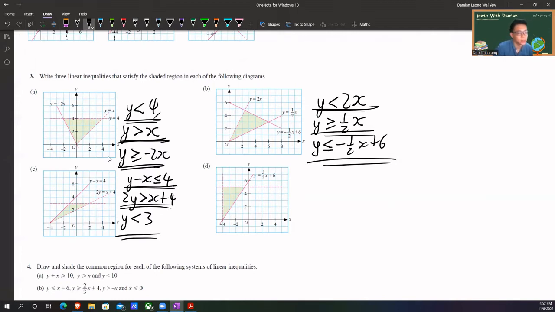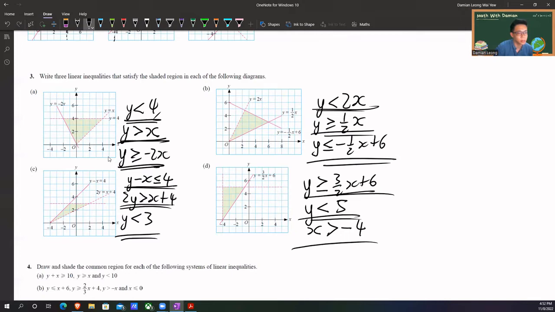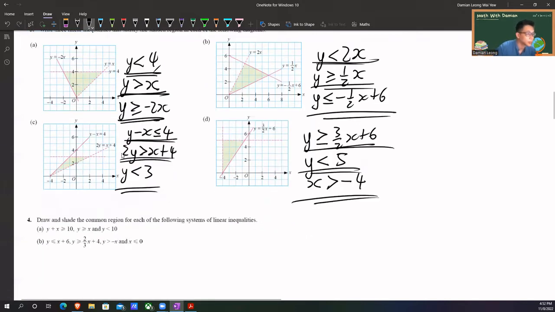And for part D, okay, this line, solid line, that's equal, 3 over 2x plus 6. Horizontal line, constant y value here is 5, below, so less than, y less than 5. Dotted line, there's no equal. Vertical line is constant x, okay. Dotted line, there's no equal. To the right means more. More than, x value here is negative 4. So these are the inequalities here. Yeah. That's question 3.